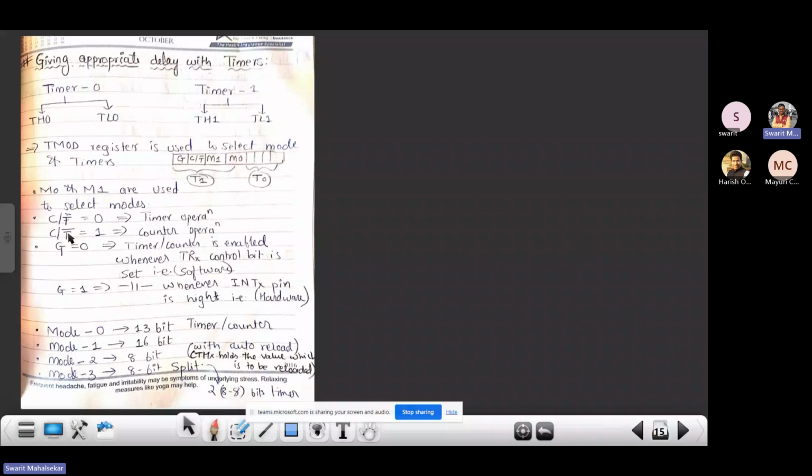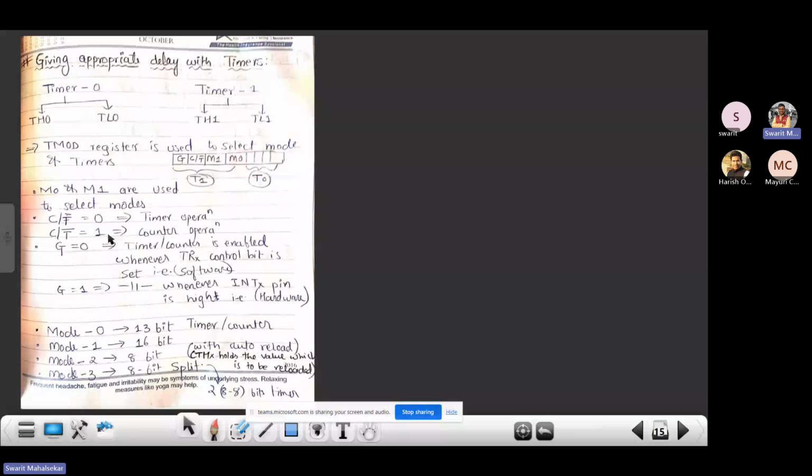That's it. So you see over here, C/T bar: if it is 0, that means timer 0 or 1 will perform timer operation. You just have a look over here. If my C/T bar is 0, it will perform timer operation, and if my C/T bar is 1, then it will perform counter operation, right?